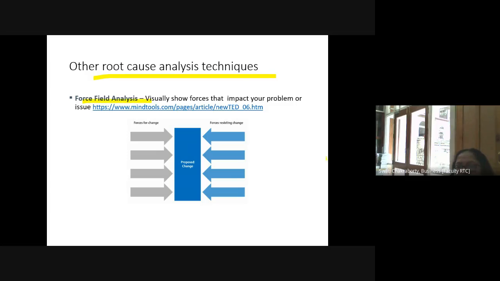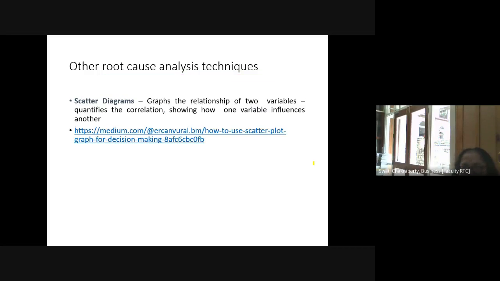Other than this, there can be other root cause analysis techniques. One is the force field analysis, which visually shows all the forces that impact your problem or issue. Then the scatter diagram. It's a graph that we use in statistics, which shows the relationship of two variables, quantifies the correlation, showing how one variable affects the other.